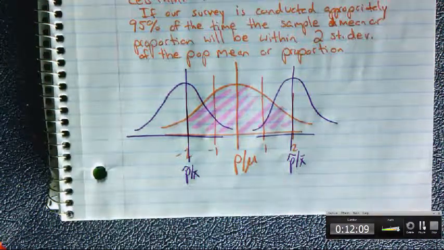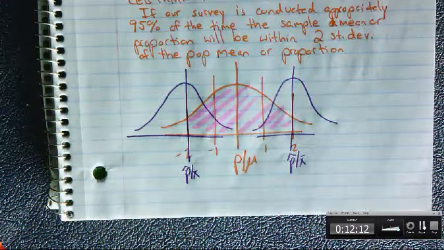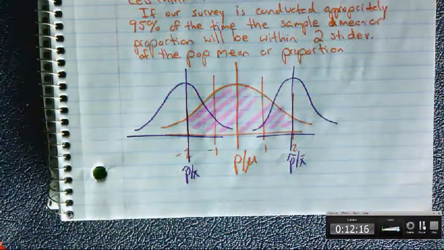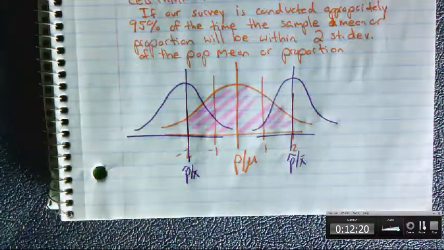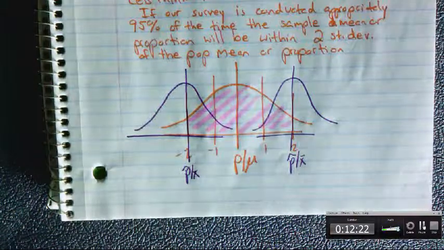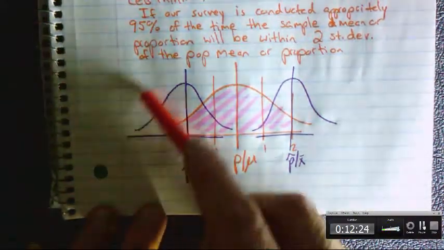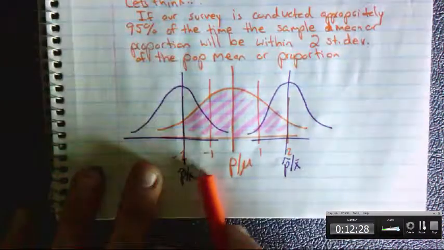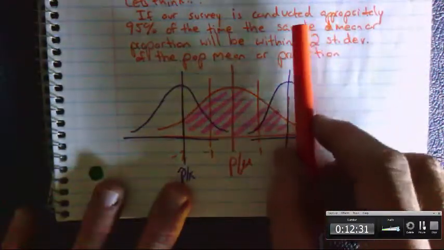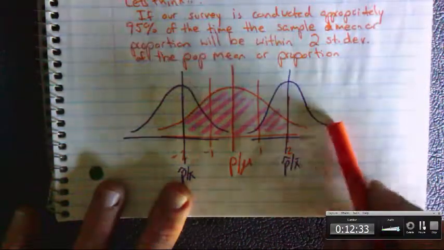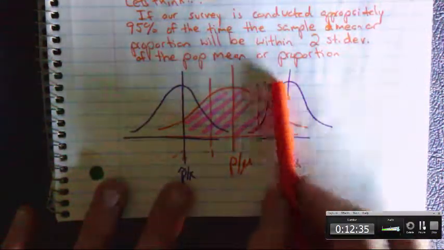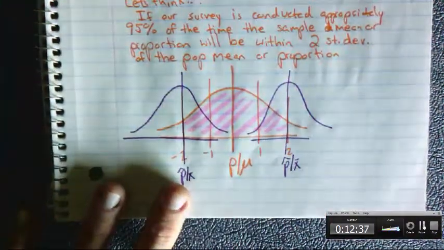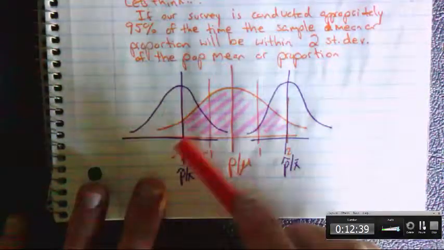Okay, so the orange curve in the middle is our population, the curve based on our population. The empirical rule says 95% of the time, the worst thing that could happen is our sample's curve is either over here at negative 2 standard deviations below the population, or positive 2 standard deviations above, or anywhere in between. This purple curve could be anywhere in between these two curves.